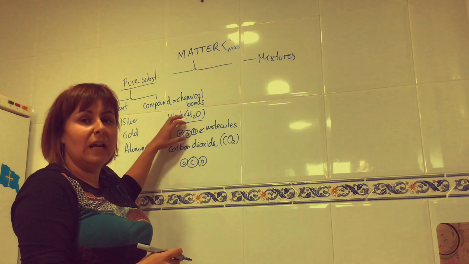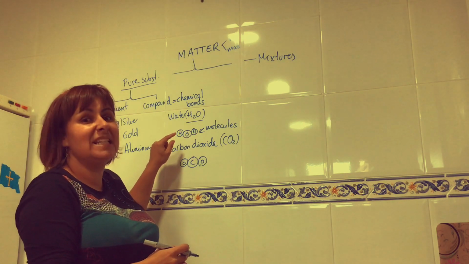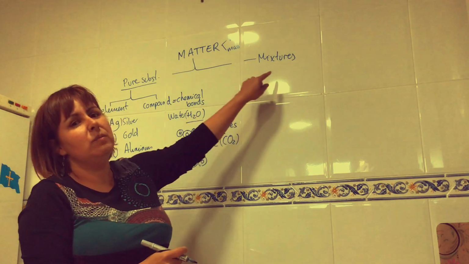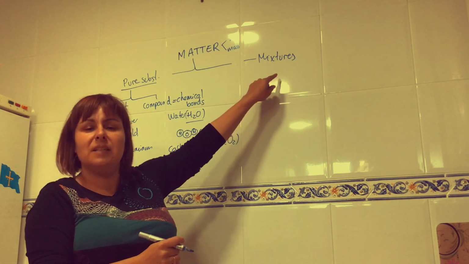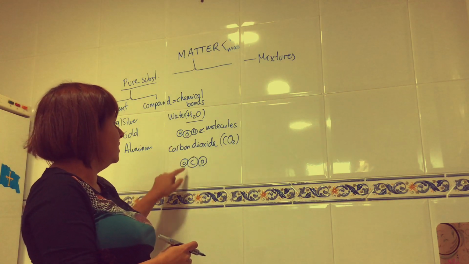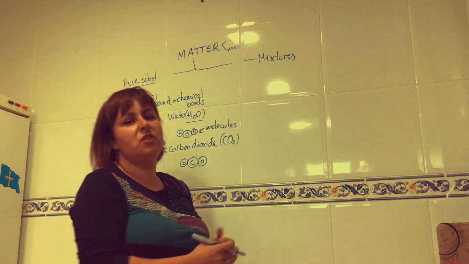Y para entendernos, el agua, para separarla del oxígeno y el hidrógeno, no es nada fácil. Hay que hacer una electrólisis y es complicado. Luego vamos a ver que las mezclas sí que se separan muy fácilmente. So a compound, these chemical bonds, are not easy to separate. Okay? Then we go with mixtures.